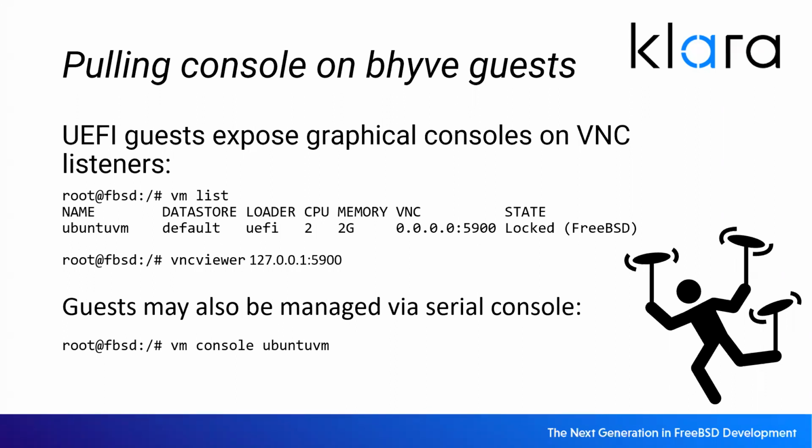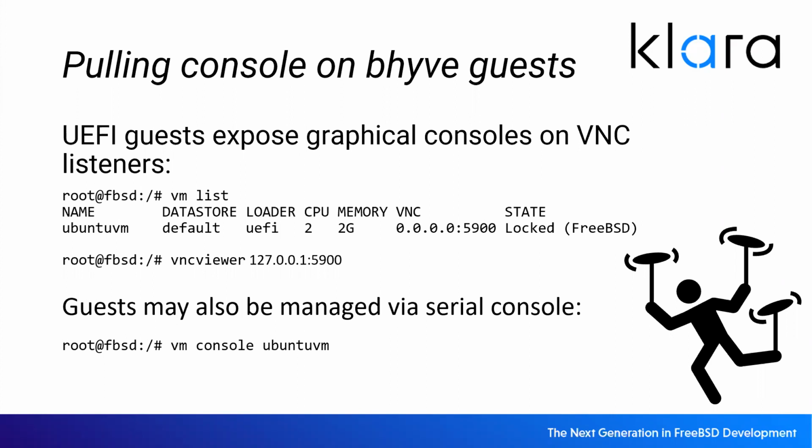0.0.0.0:5900. That means that our VM has exposed a VNC listener on port 5900. The fact that it says 0.0.0.0 instead of 127.0.0.1 means that unless you firewalled it away, you will be able to reach that VNC listener from any machine that can reach the host. So that's something to be aware of.